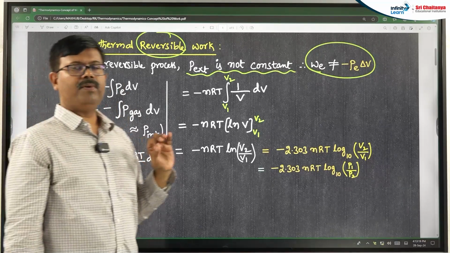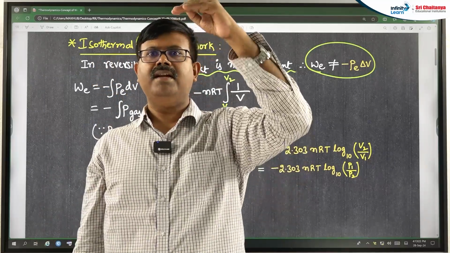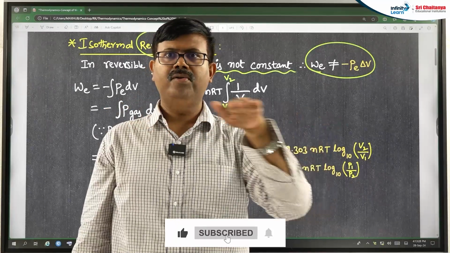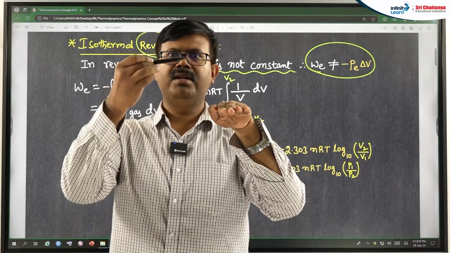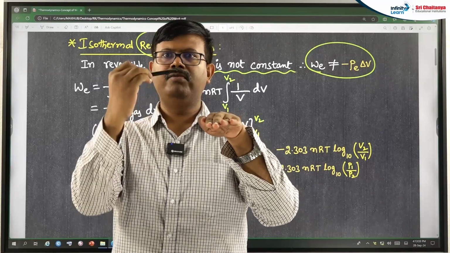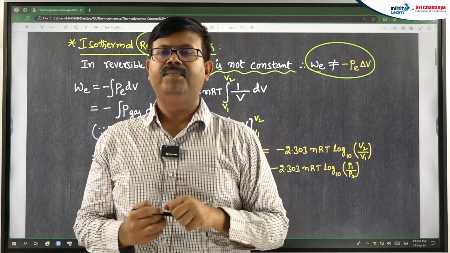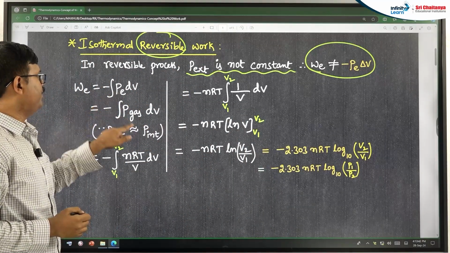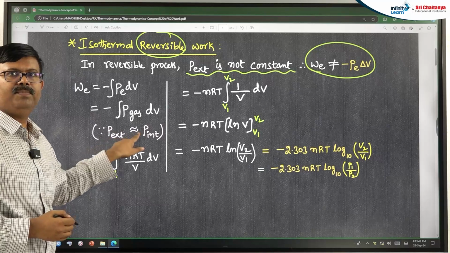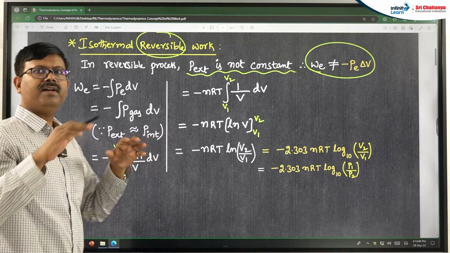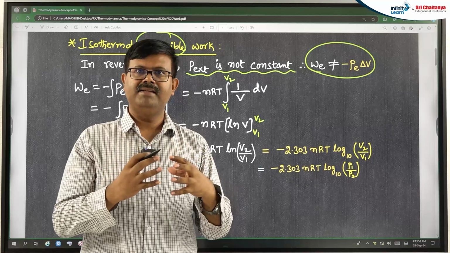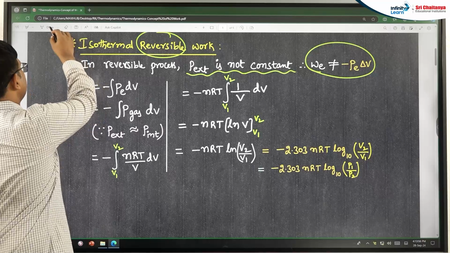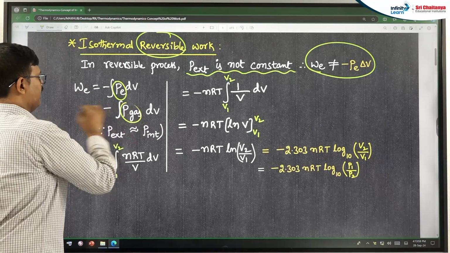See, in a reversible process, all the time the external pressure and the internal gas pressure are the same throughout the motion of the piston. The external pressure and internal pressure of the gas both will be almost equal. Therefore, we can replace this P external with the P internal. So, P internal means what? Inside the cylinder what is there? Gas is there. So, P internal means gas pressure. So, I am replacing P external with the gas pressure here.